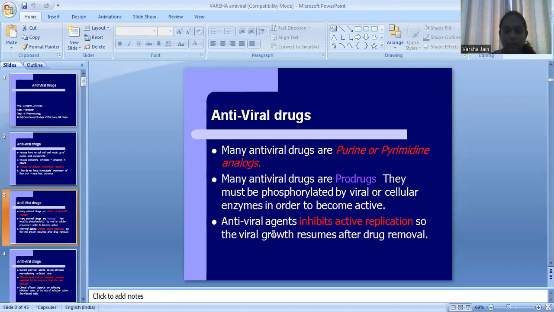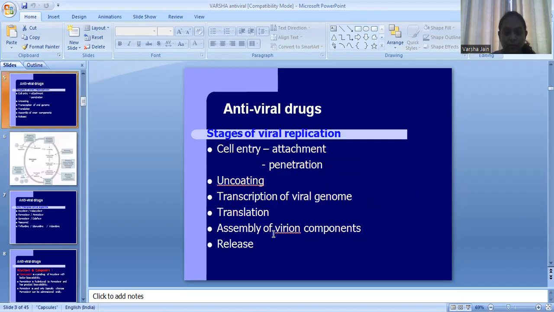Antiviral drugs include many purine and pyrimidine analogs. Many antiviral drugs are prodrugs. They must be phosphorylated by viral or cellular enzymes in order to become active. Antiviral agents inhibit active replication, so viral growth resumes after drug removal.